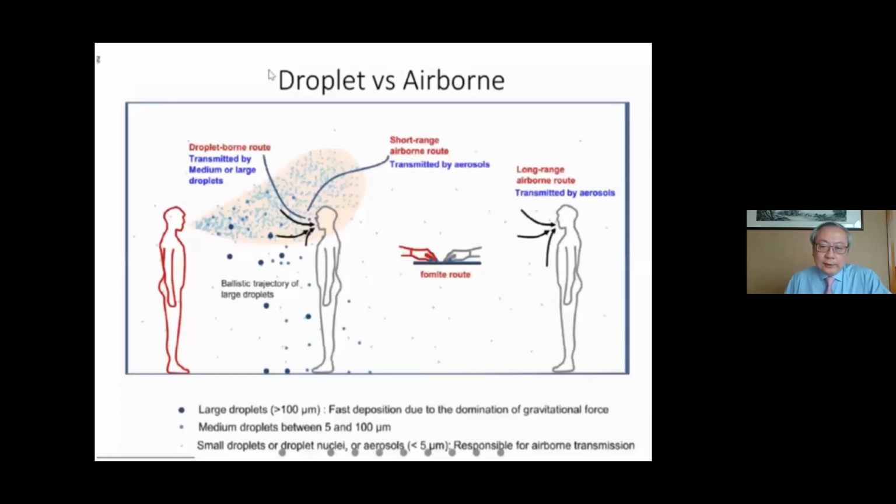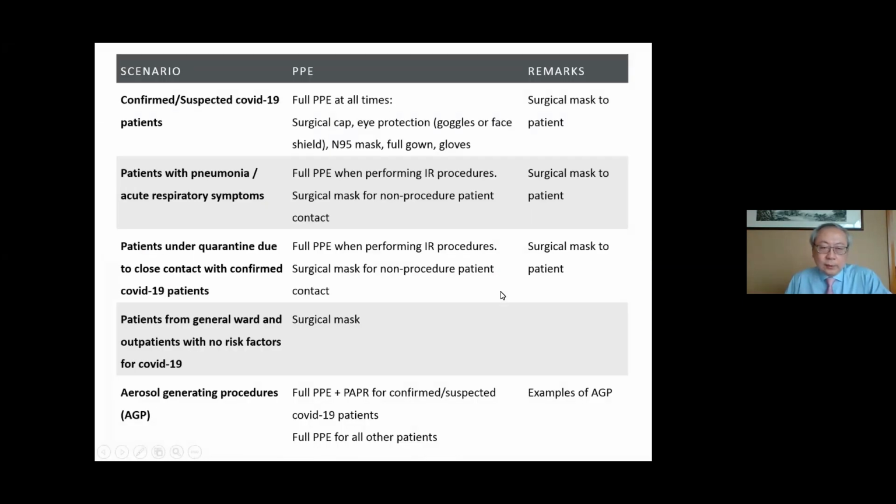Before I end, just a brief discussion about droplet versus airborne. I think by now it is quite well established that COVID-19 is spread by droplet. There is some possibility of a short-range airborne route, hence the N95 mask is essential. Fomite transmission is also recognized. The long-range aerosol airborne route is felt not to be the case for COVID, and there is some description of a fecal-oral route as well. So these are the recommendations for PPE from our institution.